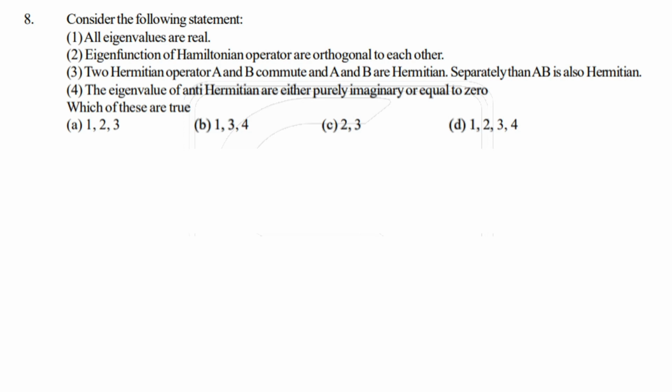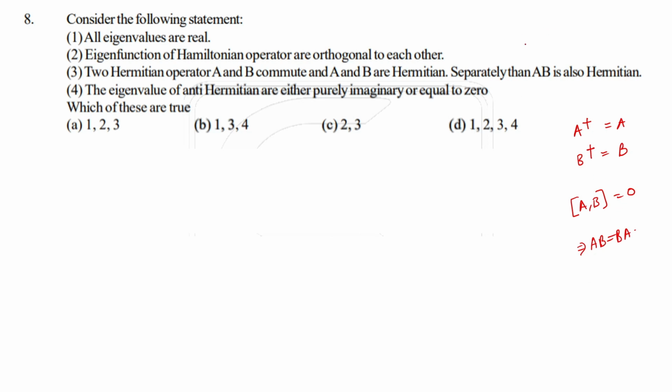What about the third statement? Two Hermitian operators A and B commute, and A and B are Hermitian separately. Then AB is also Hermitian. Let's see what they are trying to say. Let me write it down. A Hermitian means A dagger is A. B Hermitian means B dagger is B. Now they commute, meaning the commutator AB minus BA is 0, which means AB equals BA.